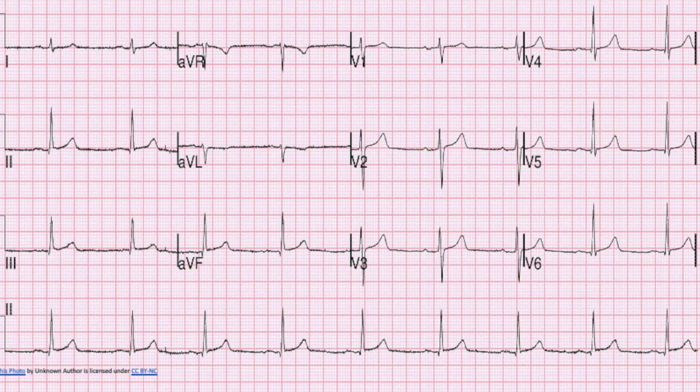B is for broad or narrow QRS complexes. The QRS complexes in this ECG are around 3 small squares, which is normal. A is for atrial activity, and P waves can be seen here, so that is normal too. R is for the relationship, and we can see a clear relationship between the P waves and the QRS complex.